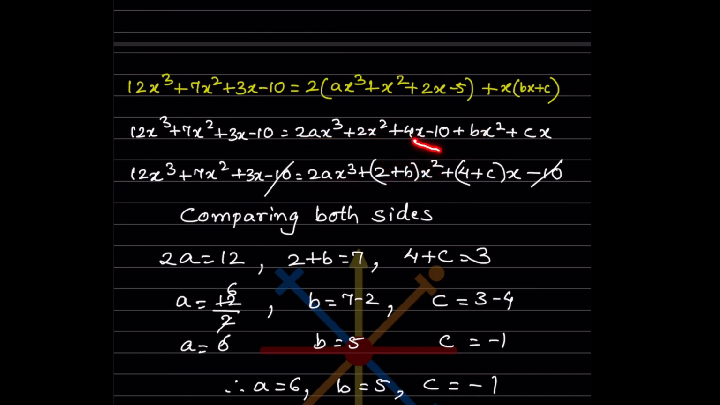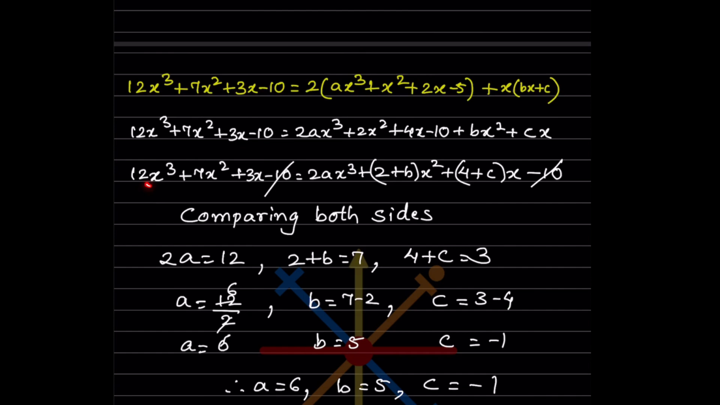Now you will see this is also x and this is also x. So what you will do here, x you will take outside, and inside what remains is 4 plus c. You are going to take the common from both of them. And the constant is alone, so you will keep it here. Now you are going to compare both sides, the left hand side as well as the right hand side.